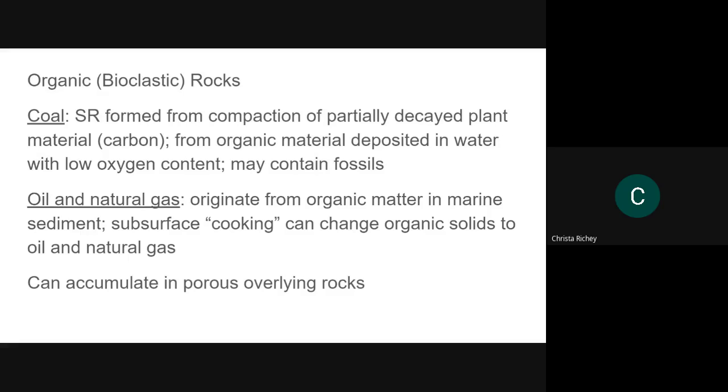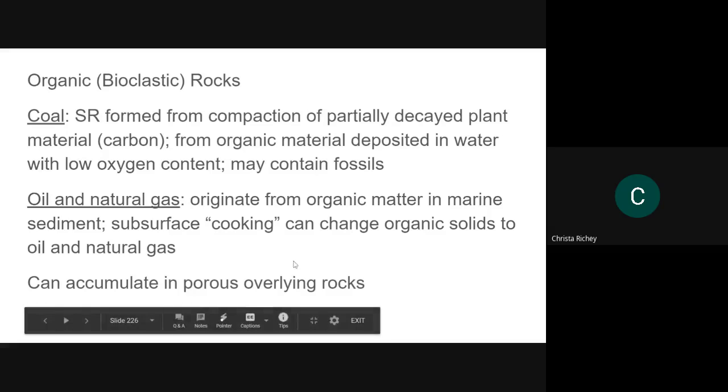Oil and natural gas, they're also organic. You have extra heat that basically changes it from coal to either the liquid, which is oil, or the gaseous, the natural gas, which is essentially methane. Propane, methane, and butane. There's all different kinds. Butadiene is really bad.